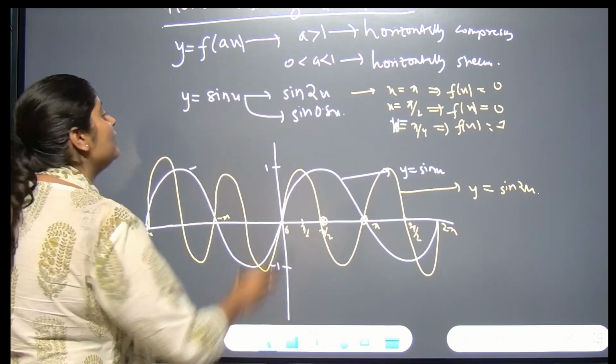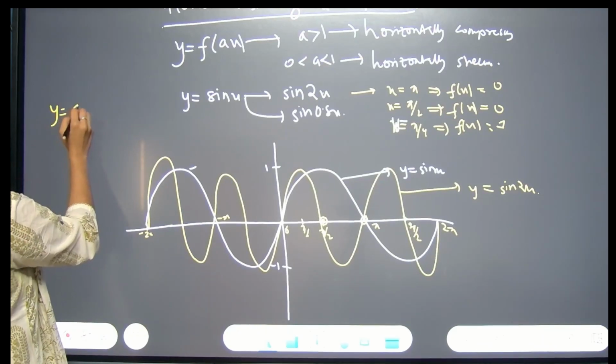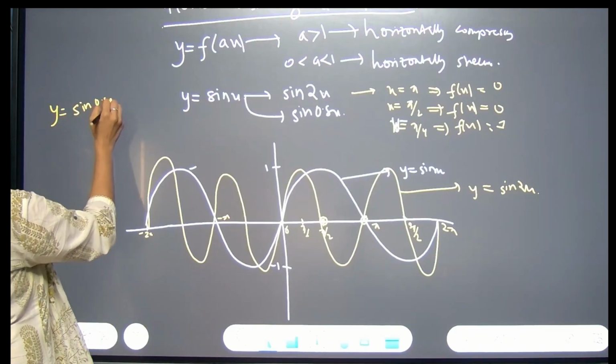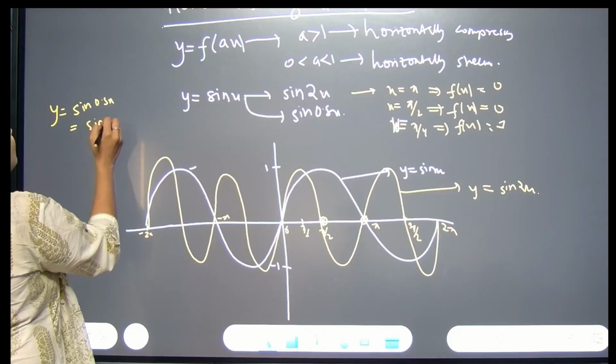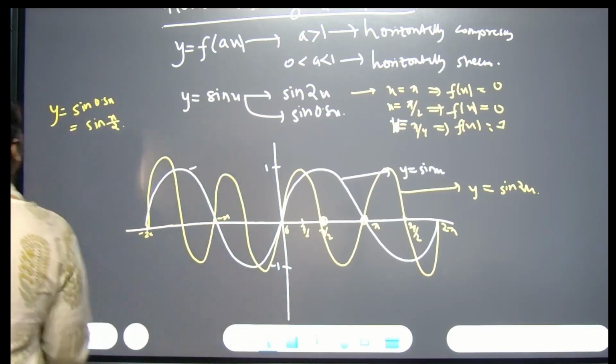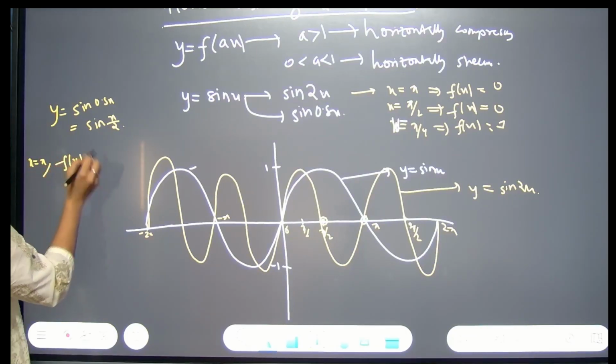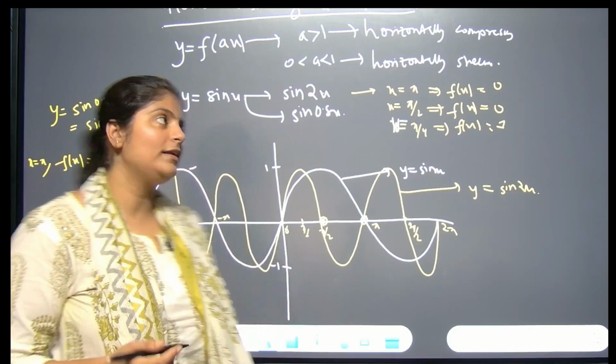Similarly for sin 0.5x, we will try to plot the points. y equals sin 0.5x. We can write this as sin x by 2, right? So we will take some points. At x equals pi, f(x) is giving us sin pi by 2, which is 1.